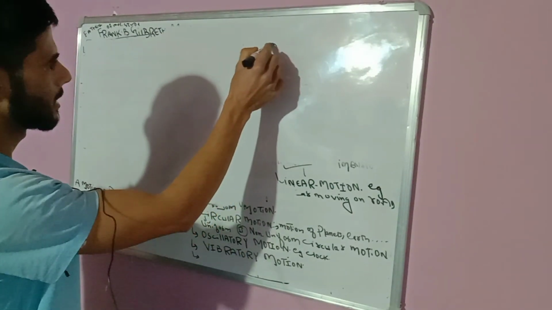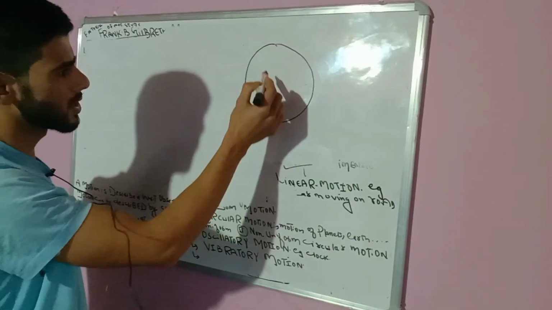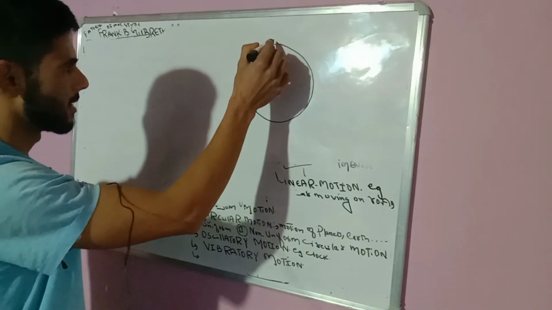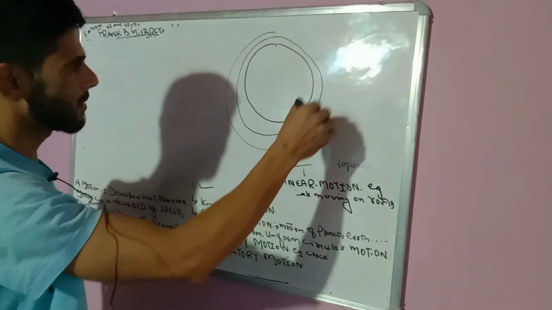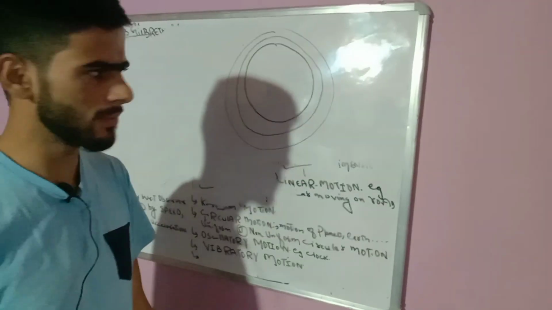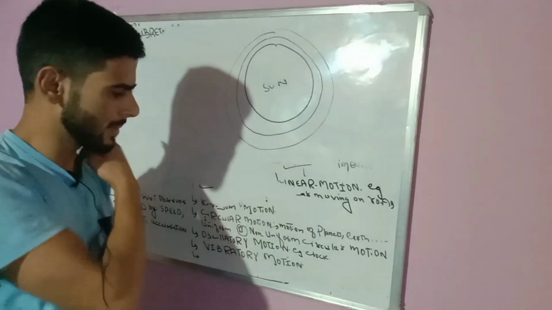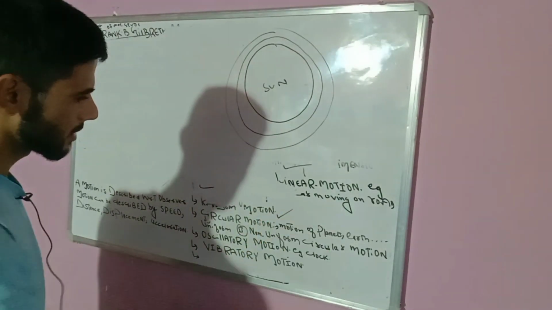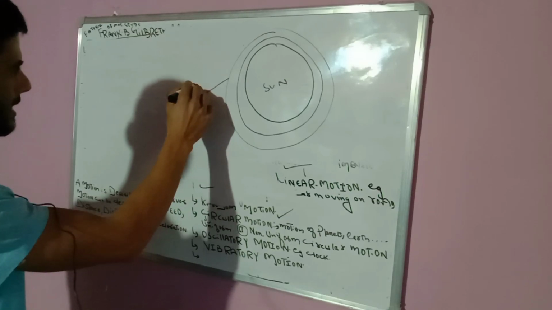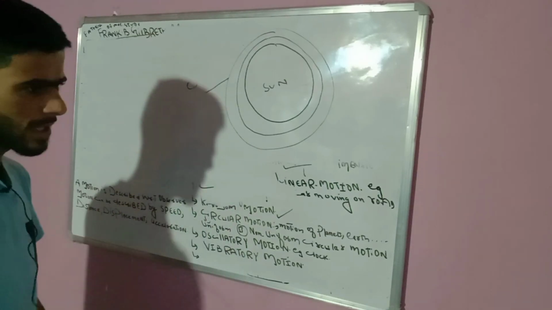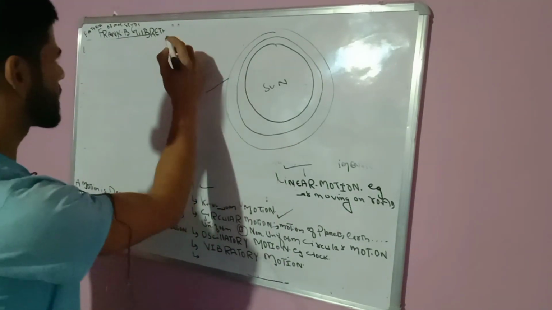For example, circular motion, okay, motion of planets. Planets revolve around the sun. This is an example of circular motion. So in circular motion there are two types: one is uniform circular motion, next one is non-uniform circular motion. And the third one is oscillatory motion.